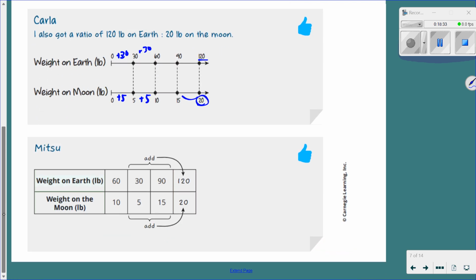Okay, Mitsu used a little bit different. He said, well, okay, I have 30 and 90. If I add those two together, I will get 120. But if I'm going to add those numbers together, I also need to add these two. So if I add 5 and 15, I get 20. So this is what we call additive reasoning. Do these words look familiar? These are our vocabulary words, ladies and gentlemen. These are our vocabulary words, yes.